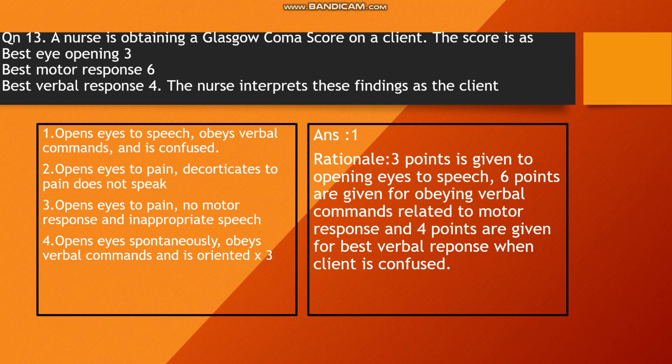Rationale. 3 points is given to opening eyes to speech. 6 points are given for obeying verbal commands related to motor response and 4 points are given for best verbal response when the client is confused.